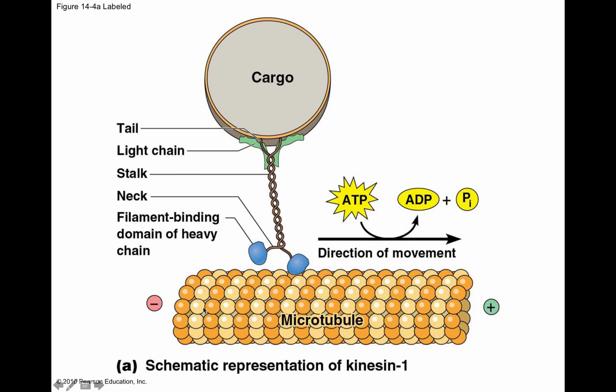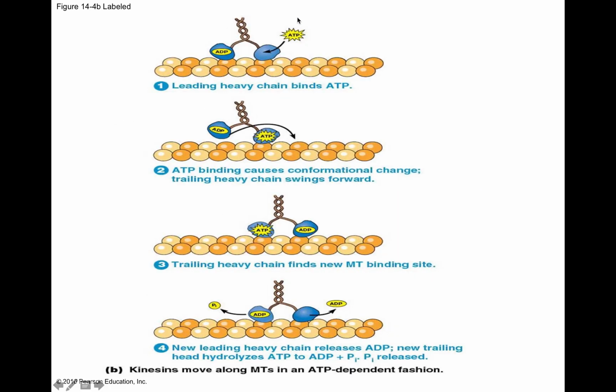And they are walking toward the plus end of the microtubule, the end of net addition, and away from the minus end. And they use ATP in walking. So the cycle of walking, if we say this is the lagging foot and this is the leading foot, okay? So the leading foot binds ATP. That causes a conformational change. That causes the lagging foot, the one behind, to swing forward. This was in behind and now is in front, okay?